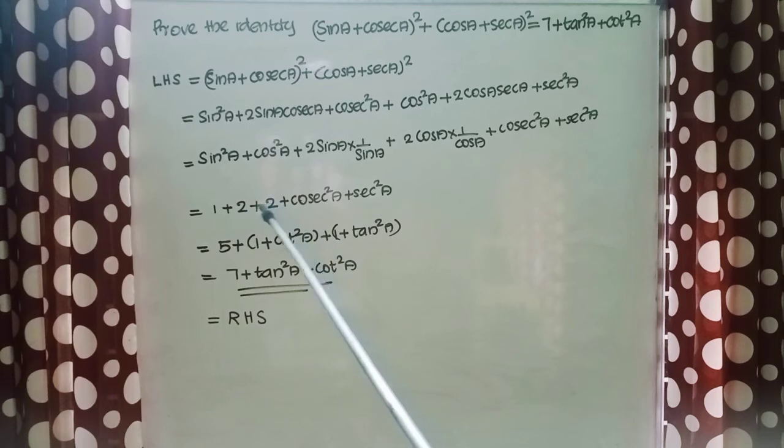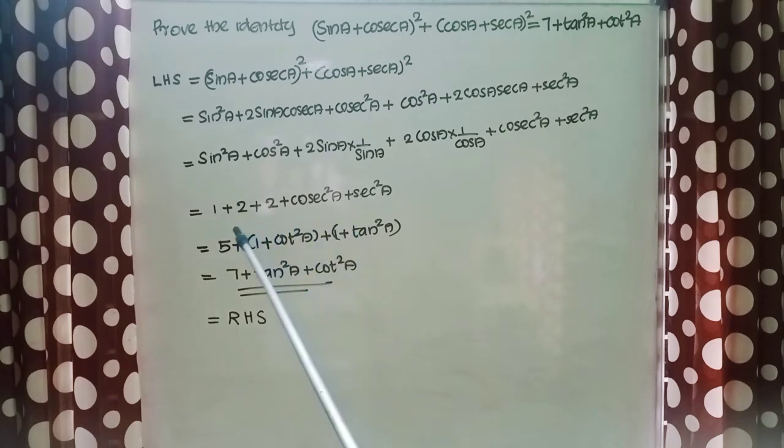Now these all terms, the first 3 terms by adding we get that is equal to 5. Then cosec square A we can write as 1 + cot square A by identity. Sec square A we can write as 1 + tan square A by identity. Now let us add the numbers. We get 5 + 1 + 1, that is equal to 7 + tan square A + cot square A. That is our RHS.